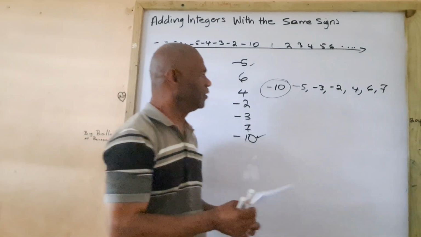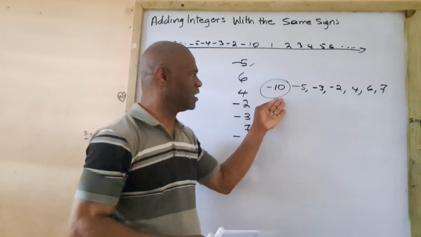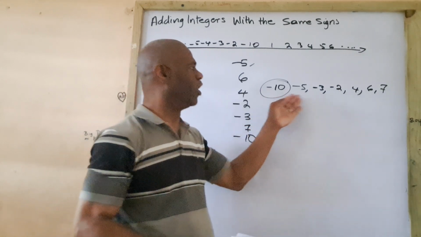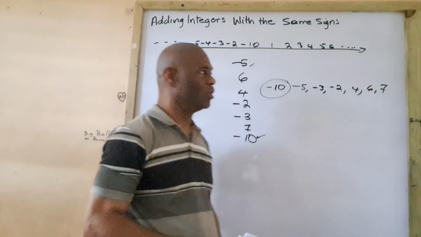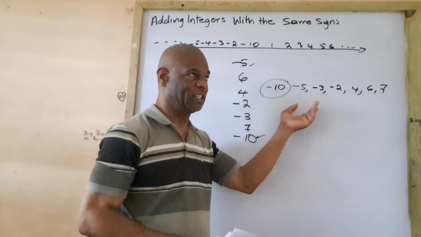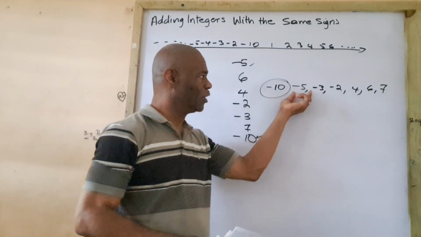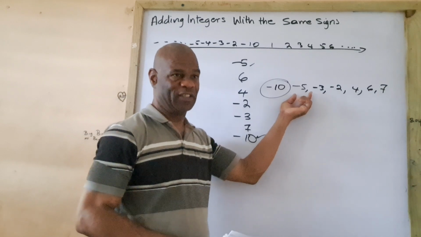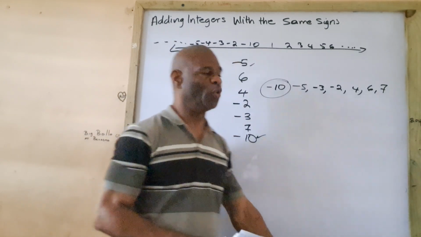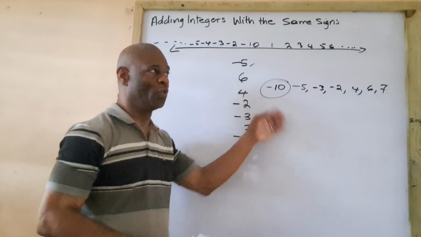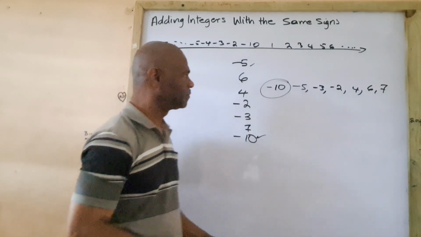Alright, so if you owe somebody $10 and somebody else owes somebody $5, right? This person here would owe less, right? So if you owe $5, it means you owe less than the person who owes $10, right?